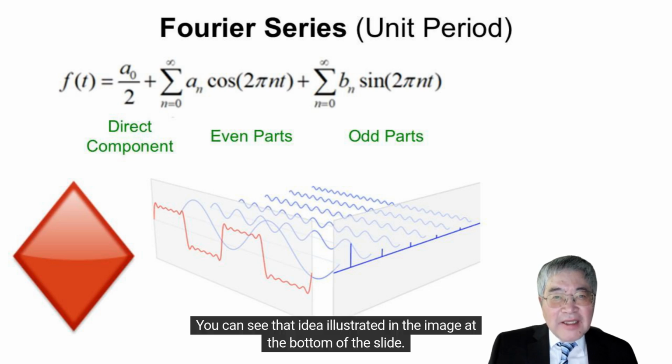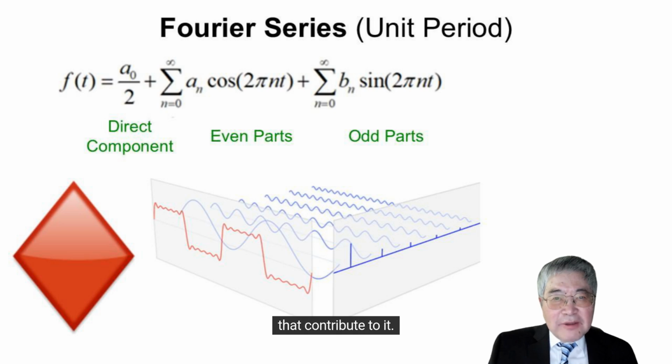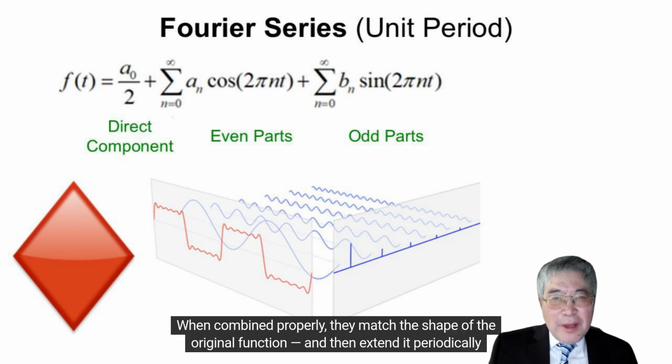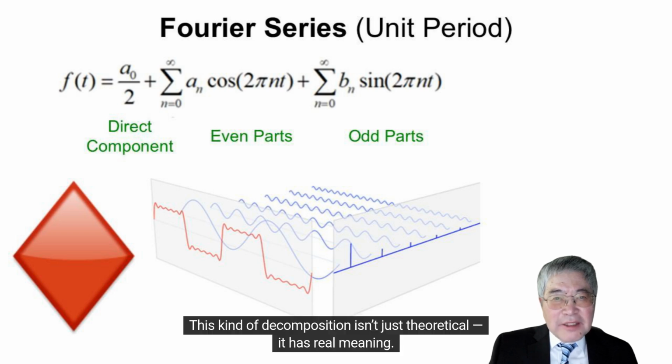You can see that idea illustrated in the image at the bottom of the slide. The red waveform shows the reconstructed signal, and the lighter blue curves are the sine and cosine waves that contribute to it. When combined properly, they match the shape of the original function and then extend it periodically to the left and right. This kind of decomposition isn't just theoretical, it has real meaning.